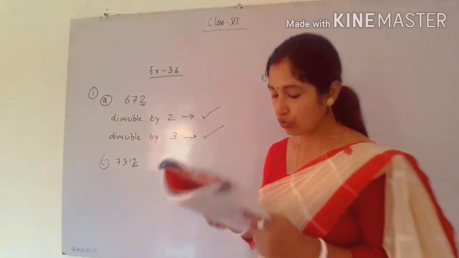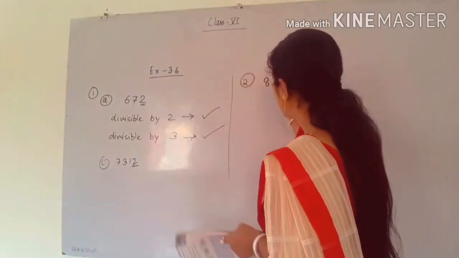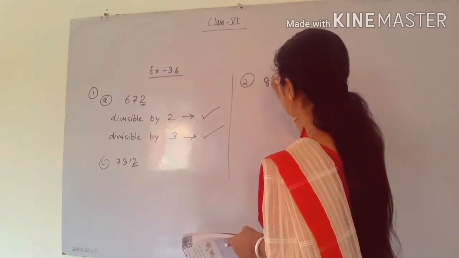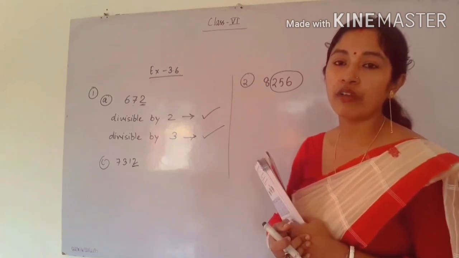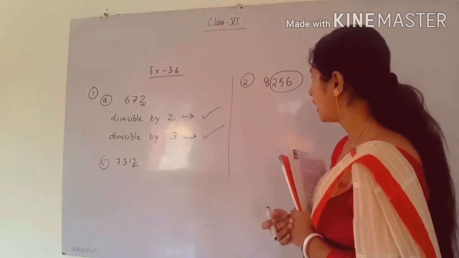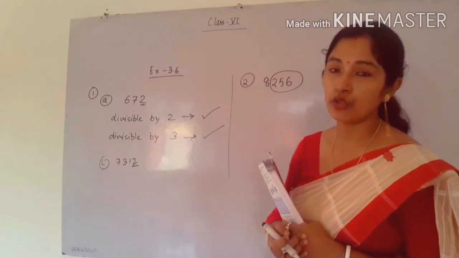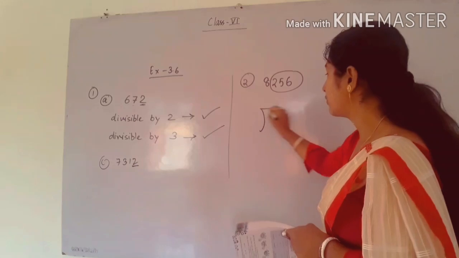So, I am going to do question number C of question number 2. See, 8256. Now, you have to check the last 3 digits. This is 256. So, you have to divide 256 by 8. So, this is divisible by 8. You can also check by dividing this number by 8.